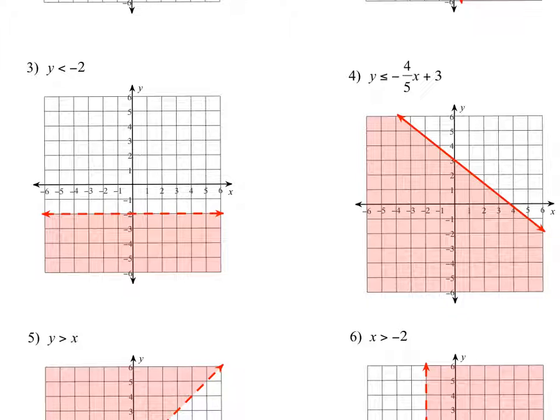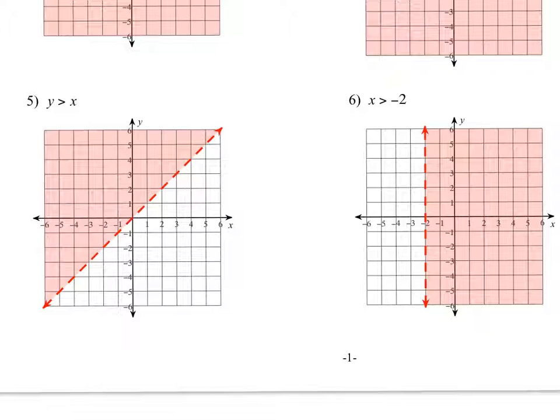Question 4, that's in slope-intercept form, so I'm going to start at 3, and then my slope is going to be -4 over 5, which is going to tell me to go down 4 and to the right 5, or up 4 and to the left 5. And then our symbol is going to mean solid and below. So that's why I've made a solid line and shaded the entire section below. Make sure you shade everything on that side of the line.